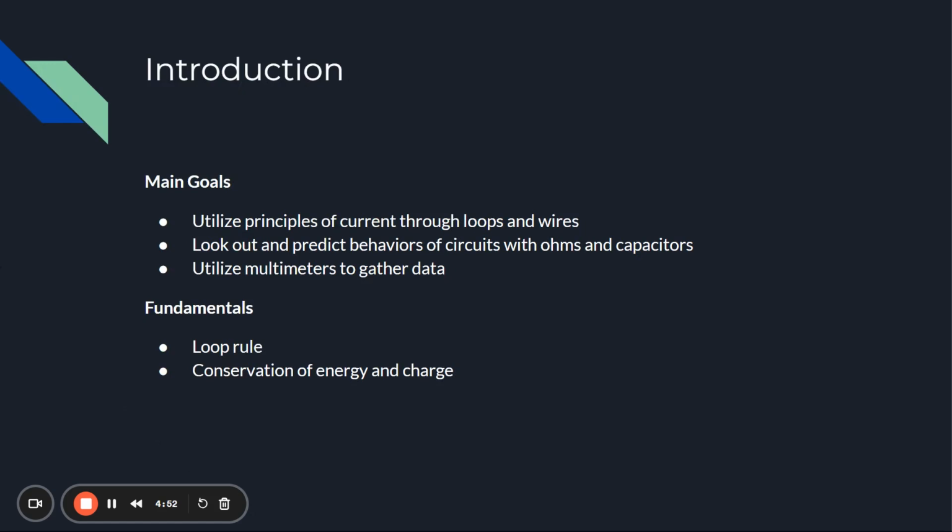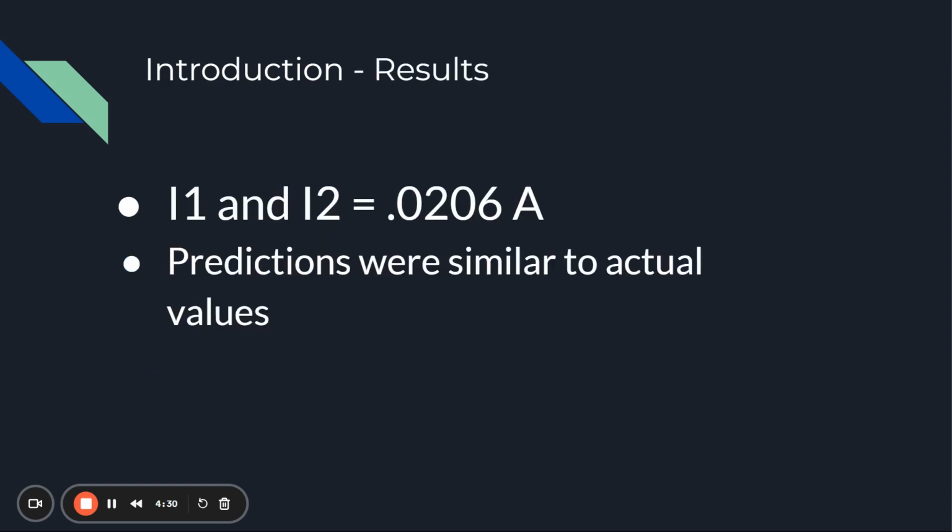To start off, I'm going to introduce some of the main goals of our experiment, which was to utilize principles of current through loops and wires. To do this, we are going to look at and predict the behaviors in circuits with resistors and capacitors. And to do this, we'll utilize multimeters to gather the data, including the voltage and current. Some of the fundamental principles we'll use to get this data are the loop rule and the conservation of energy and charge.